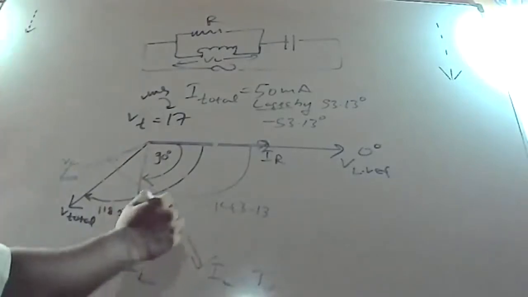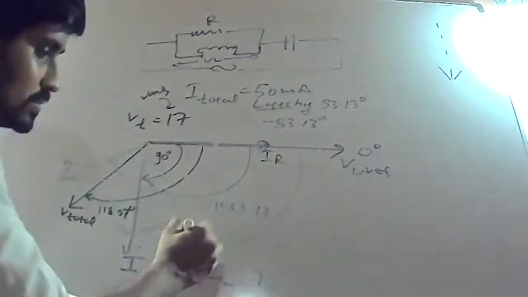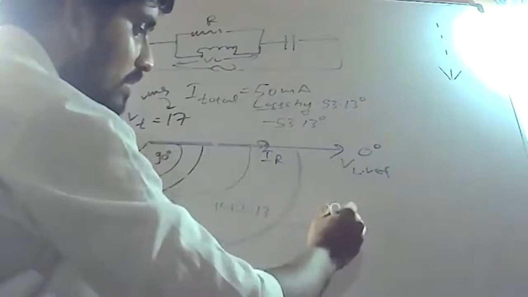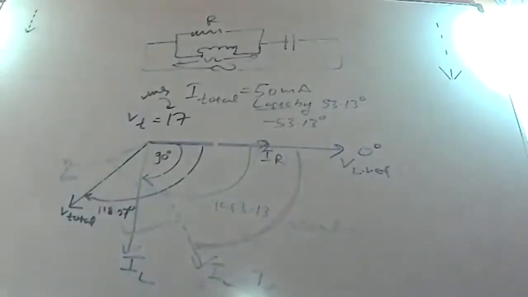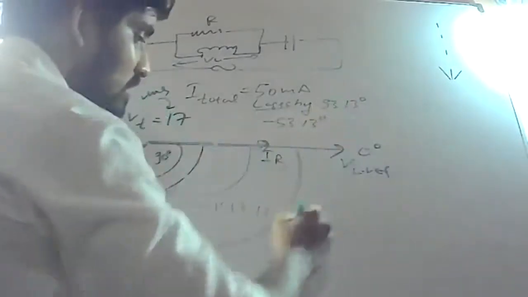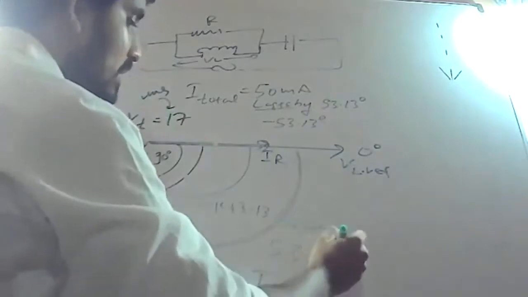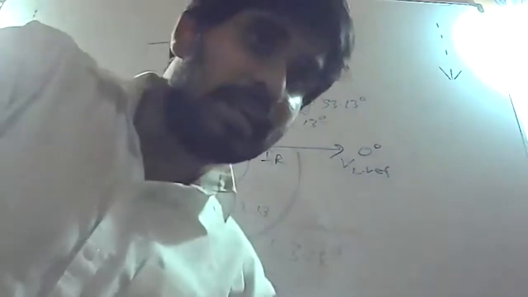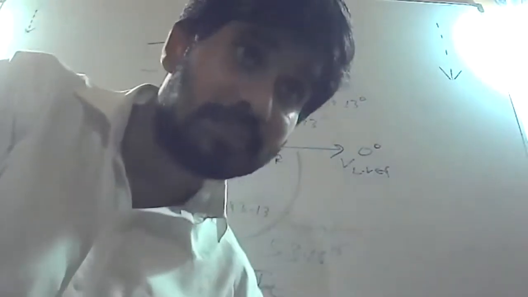If it is roughly 90 degrees, what would be this angle? So this angle must definitely be an acute angle. So what is the value of that acute angle? 53.13 degrees, according to the calculations. So that is how you are going to sketch the phasor diagram. I hope that is clear.